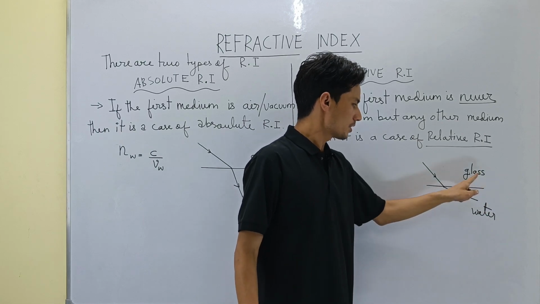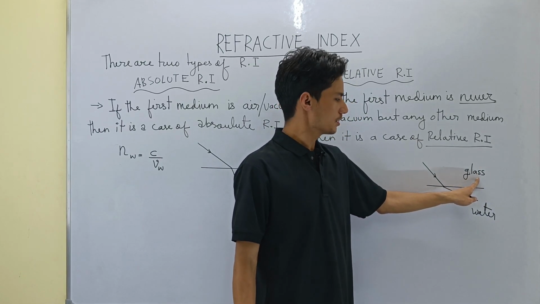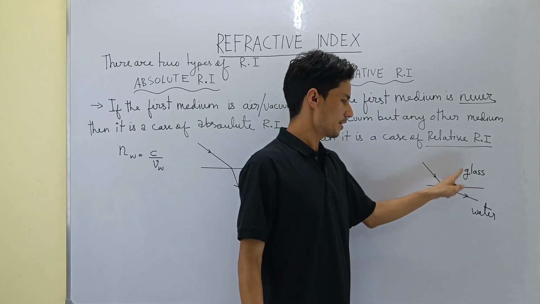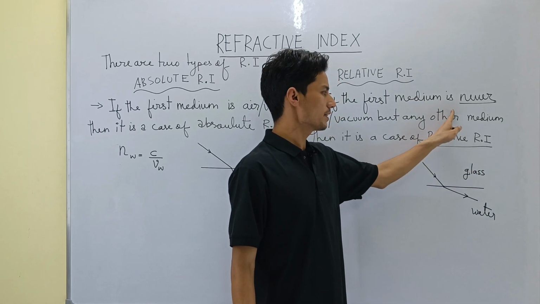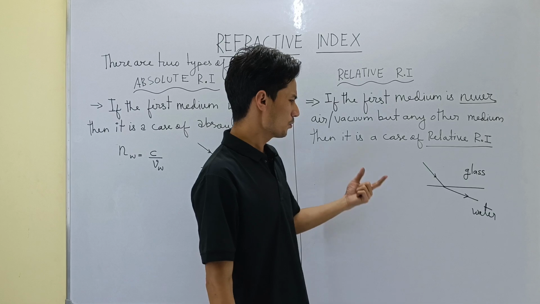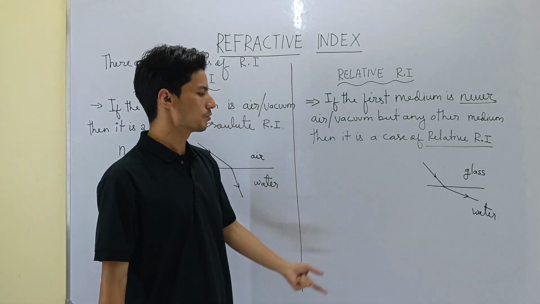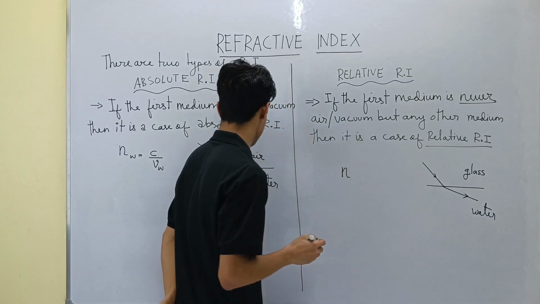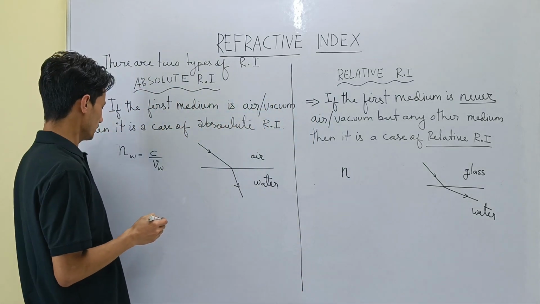So the first medium is glass. Since the first medium is glass and not vacuum or air, this is a case of relative refractive index. Now, how does the formula look for relative Ri? Again, N will be there.